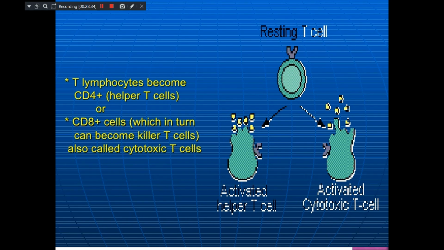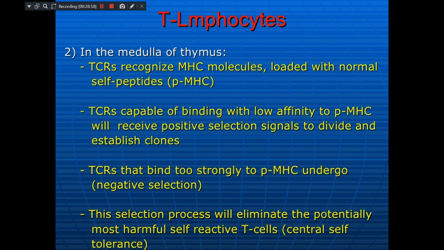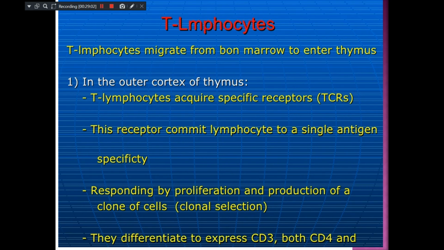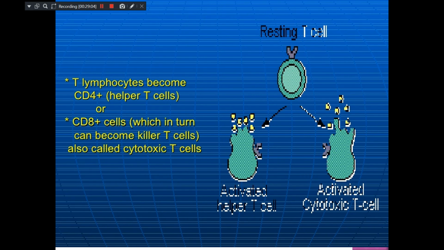kill the pathogen. Whereas helper T cells will help the B lymphocytes to produce antibodies, here the CD8 cells themselves become killer T cells, and they kill the pathogen on their own without the aid of the antibody. So that's why they are also called cytotoxic T cells. This is all happening in the cortex of the thymus.